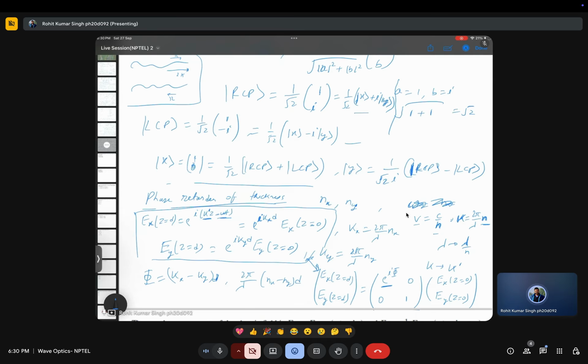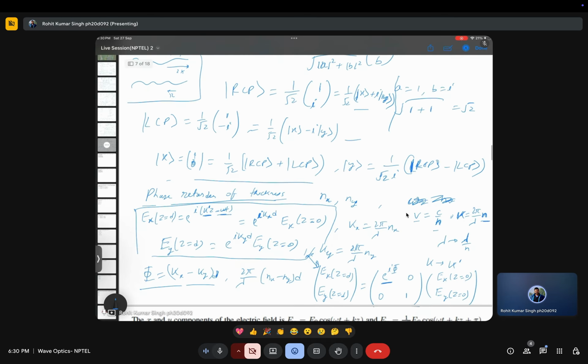So we have taken the relative phase difference, and this matrix is called T_PR, which is basically the Jones matrix for a phase retarder. So just remember this.